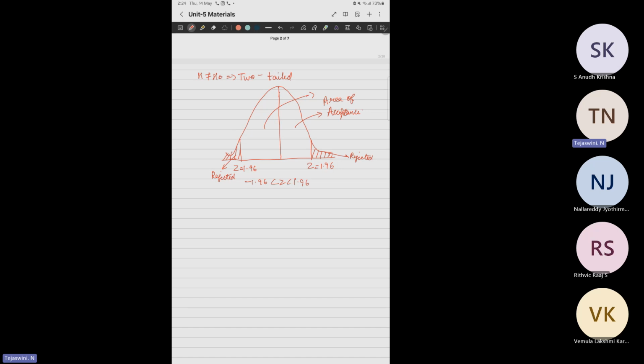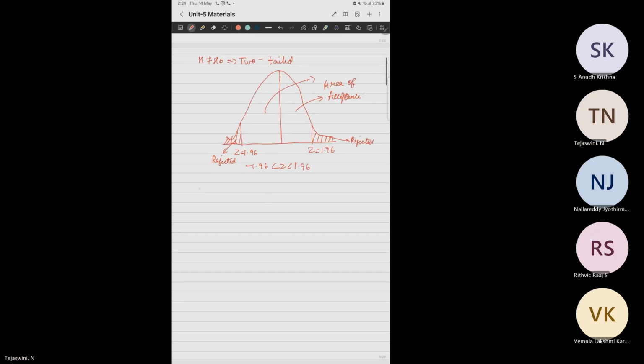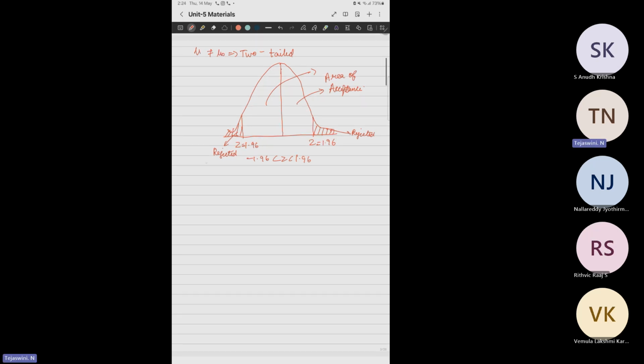In case of, sorry, it should be mu not equal to mu naught, my bad. In case of mu less than mu naught, it will be one tail, more specifically left tailed.